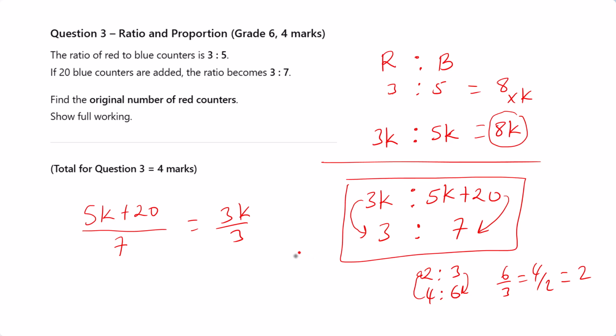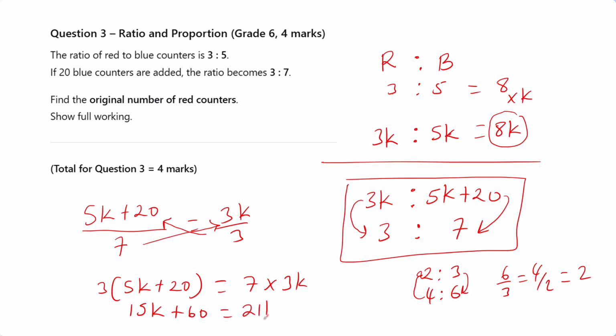Now I just need to solve. When you solve a question like this, the quickest thing you can do is multiply across like this. So I'm going to multiply 3 by 5k plus 20, and I'm going to multiply the 3k by 7. When I open the bracket, I'll have 15k here, 60 there, and here I've got 21k. Then I can take 15k from both sides. So 15 from 21 will be 6k, and that should equal 60, which means k is going to be equal to 10.